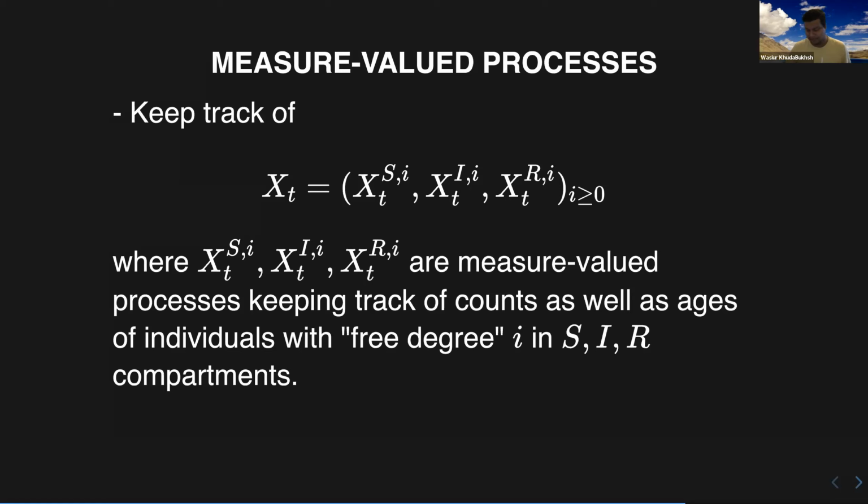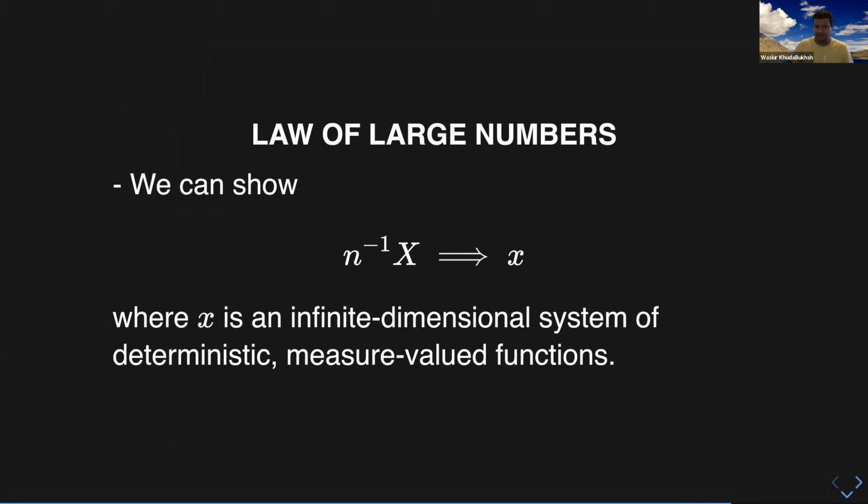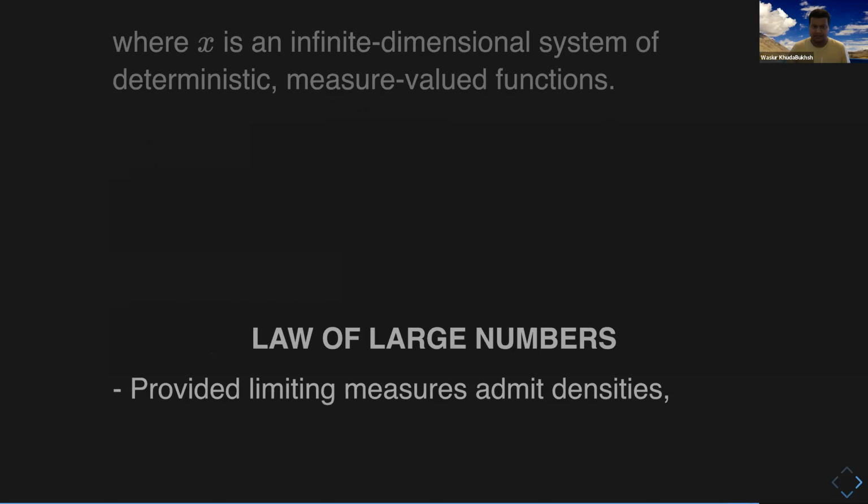It's essentially the amount of time you have spent in each compartment. Now, this is an infinite dimensional system. It's a measure valued process, but it's a Markov process, which is nice because we know a lot about Markov processes. In particular, we know a lot about their scaling behavior. For this particular case, if we scale the measure valued process by n, the number of vertices in the graph, we can show that this scaled process converges to a deterministic system of measure valued functions, even though it's an infinite dimensional system, which is nice.